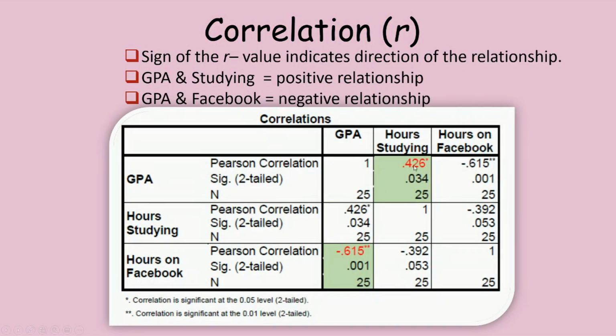So, just to recap, we're going to look at the sign of the R value, positive or negative. We see a positive relationship between hours of studying and GPA. We see a negative relationship between hours on Facebook and GPA. I should read my notes here. GPA and studying positive. Yep, GPA and Facebook negative. Oh, look at that, I got them right. And that also tells us our strength. Our 0.6 is strong. Our 0.4 is moderate. And we can see that they are both significant. Yay.